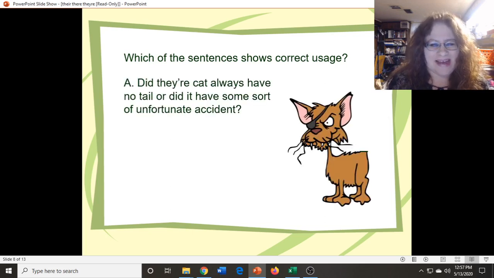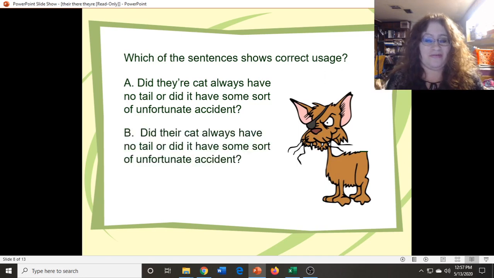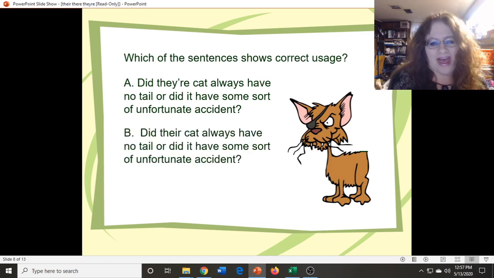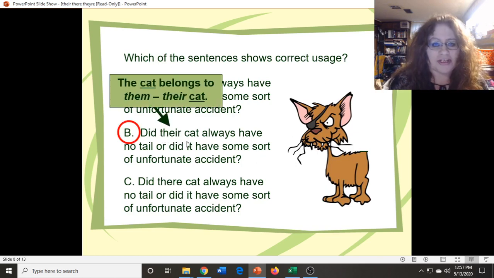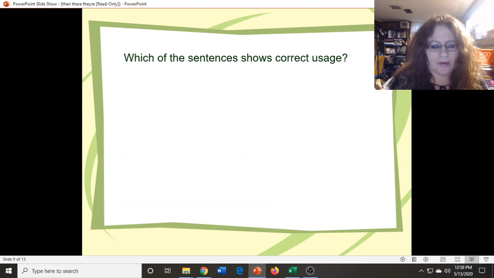Did their cat always have no tail, or did it have some sort of unfortunate accident? I think this is like the evil cat from the other video. Okay, let's look at they apostrophe re. Did they are cat always have no tail, or did it have some sort of unfortunate accident? Nope. They are cat doesn't make any sense. We have their cat, possession, or there cat, showing position. Well, for this one, it's easy to see that it's talking about a cat that they own. So it's B, ownership. They own the cat. T-H-E-I-R. All right, next one.